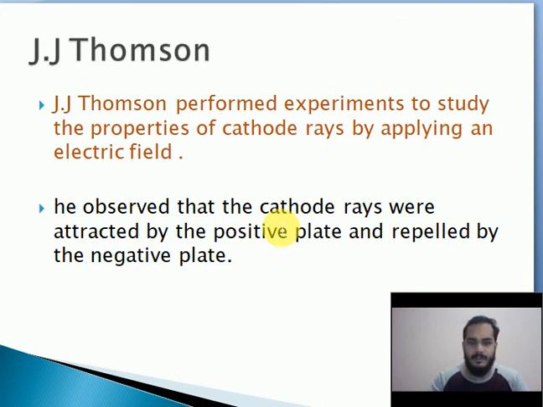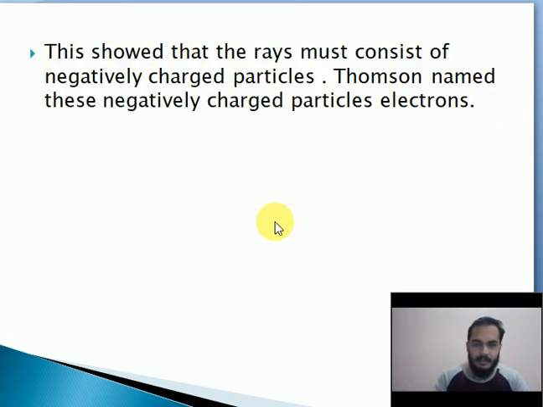He observed that the cathode rays were attracted by the positive plate and repelled by the negative plate. This showed that the rays must consist of negatively charged particles. Thomson named these negatively charged particles electrons.